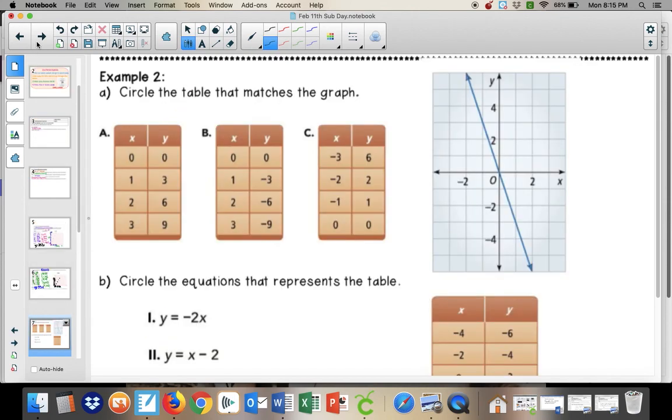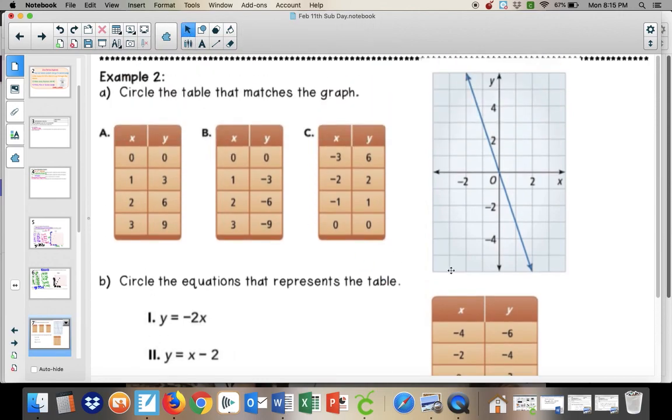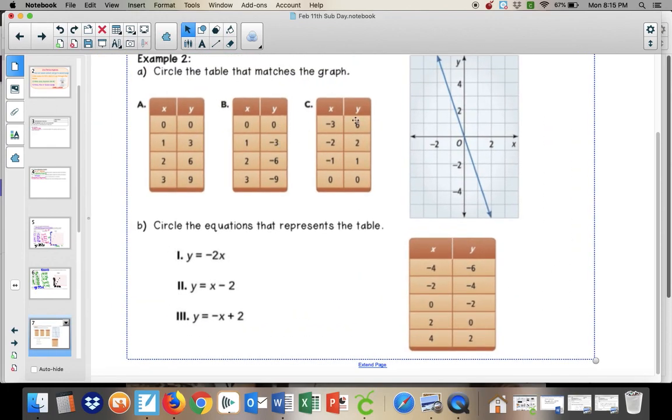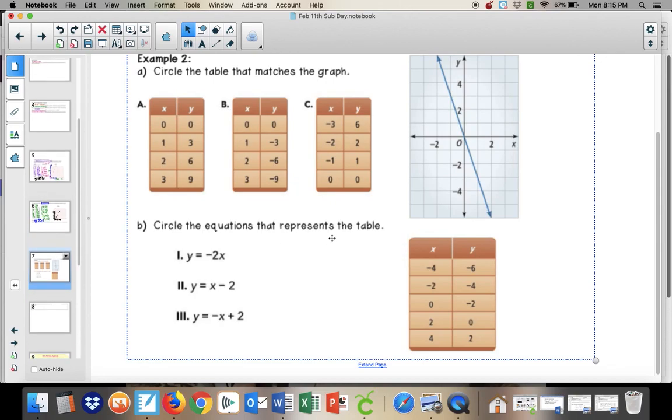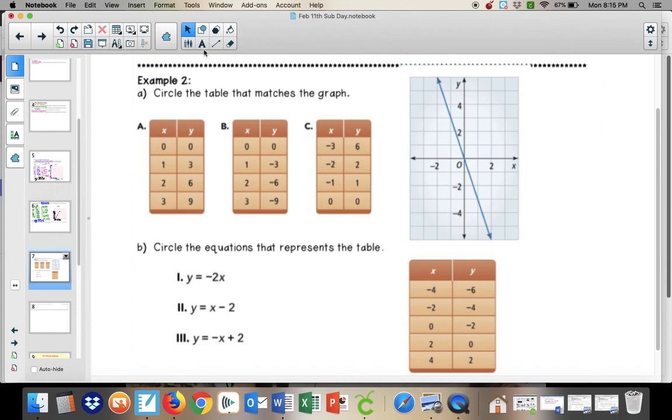All right. Now, the last part of this whole thing. We just need to match up our information, our tables, to the graph. Oh, it is our last part. So we need to circle the table that matches this graph. So what I would do is I would look at some point values. Let's look at 0, 0. We'll look at 0, 0, got it. 0, 0, got it. All right, that's not it.